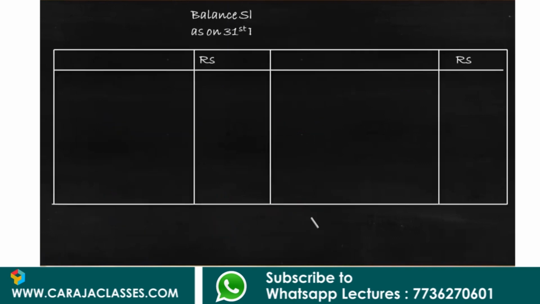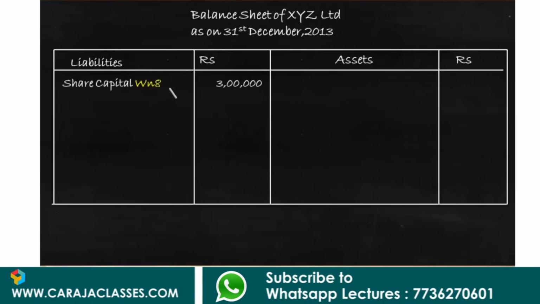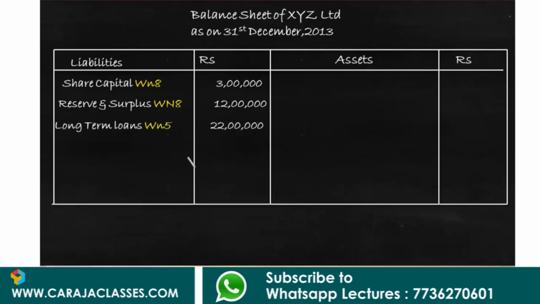We'll move on to the balance sheet of XYZ Limited as on 31st December 2013. So we'll start filling. The first item is share capital. We have found this in working note 8 and it is 3 lakh. Then reserves and surplus in working note 8, which is 12 lakh. Long-term loans in working note 5, 22 lakh, and current liabilities in working note 4, 11 lakh. The total is 48 lakh.